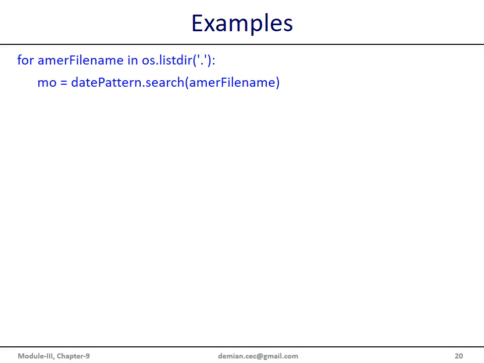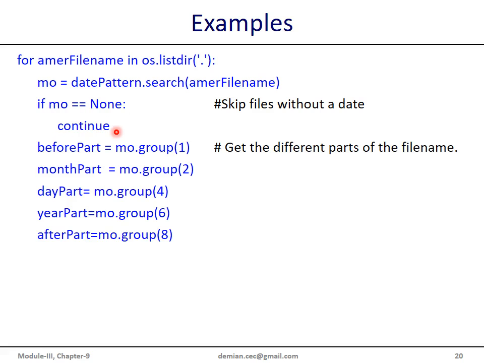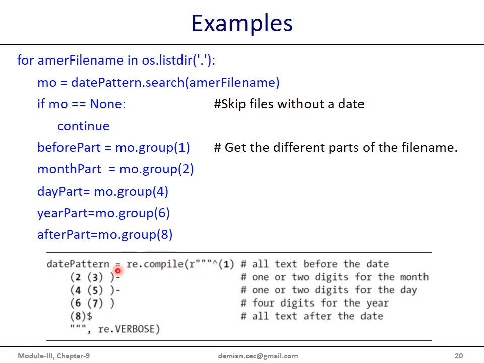Here is a continuation of the program. We retrieve all the files in the current working directory by specifying the relative path, that is dot, to the listdir, and for each of the file names we need to check whether the file obeys the regular expression by using the regular expression object date format. And if there is no match, then we don't have to process that file, we skip that file name. Otherwise, get the different parts of the file name. This is the before part, before the date, and this is the month part, and this is the day part, fourth group in the matched object, and the year part is the sixth group, and the text after the date, that is the eighth group. Here is a representation.